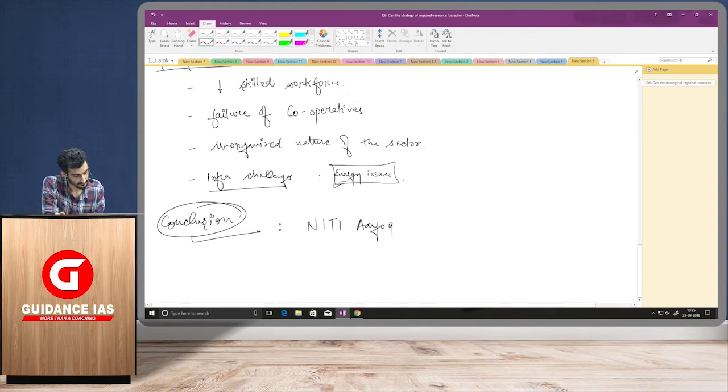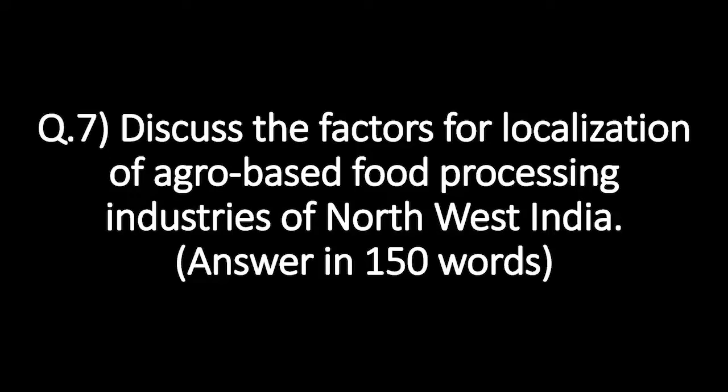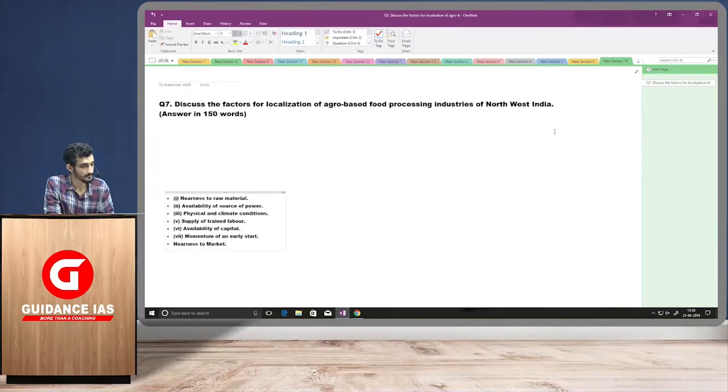So this is question number 6 and our third question in the discussion. Moving ahead, the fourth question we have with us. Discuss the factors for localization of agro-based food processing industries of Northwest India. See, these questions are not open-ended. They have been closed. How are they closed? It has been closed by giving another ending to your question, that is Northwest India. It is asking specifically with respect to Northwest India.